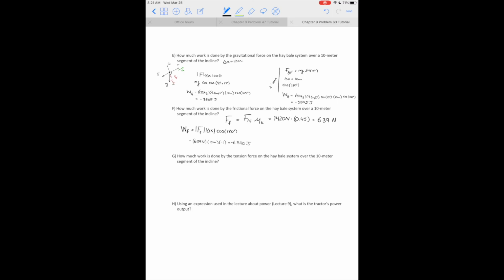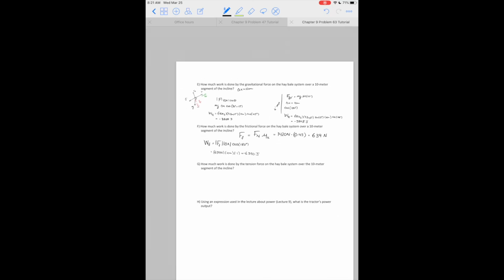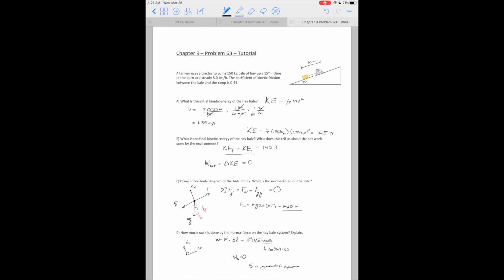How much work is done by the tension force on the hay bale system? So this is the tension that the tractor is pulling the hay bale with over this 10-meter segment of the incline. I could figure out what tension is and then do the exact same thing, but I think there's a quicker way of doing this. When we go back to our first two parts, right?